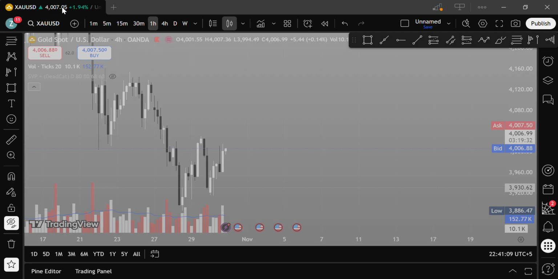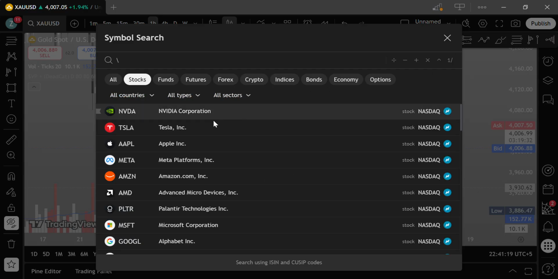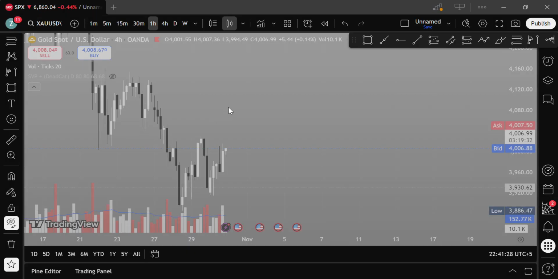Gold spot. Indices. US 500. S&P 400 is also kind of like this. Why is this happening?